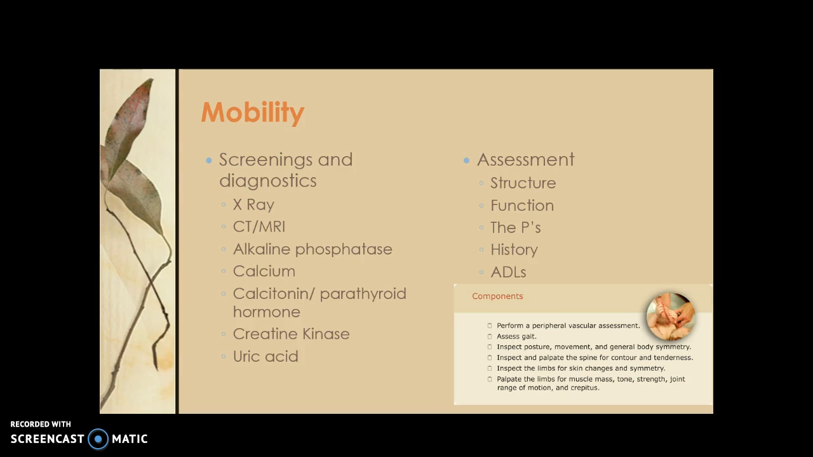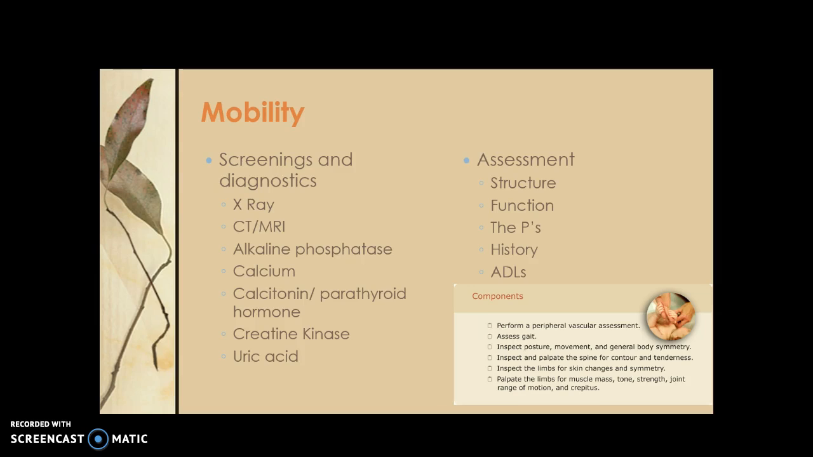Creatine kinase. Creatine kinase is an enzyme that's released with muscle damage. So creatine kinase levels will be elevated when you have muscle problems. Uric acid is also, with cellular damage, going to be released into the body. People with gout, which is a mobility problem, are going to have higher than normal uric acid levels, which is going to create a problem.